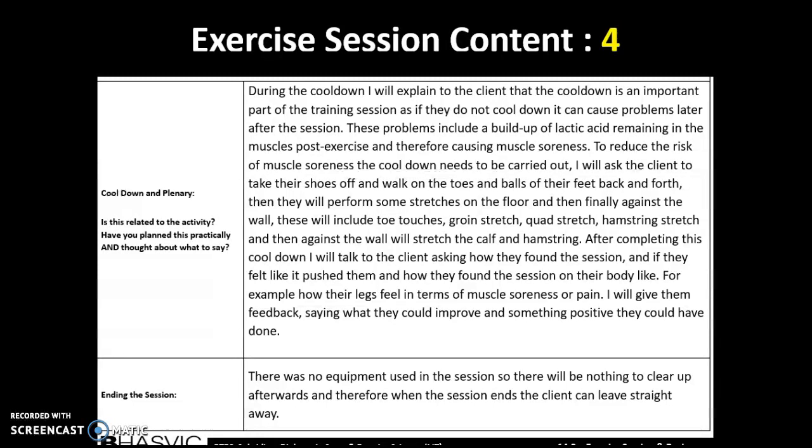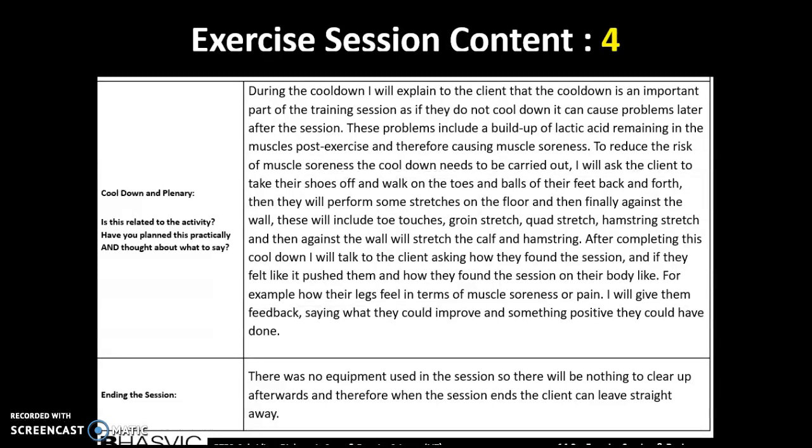I will ask the client to take their shoes off and walk on the toes and balls of their feet back and forth, and then I will perform some stretches on the floor and then finally against the wall. These will include toe touches, groin stretch, quad stretch, hamstring stretch, and then against the wall, we'll stretch the calf and hamstring. After completing this cool down, I'll talk to the client, asking how they found the session and if they felt like it pushed them, and how they found the session on their body. For example, how their legs feel in terms of muscle soreness or pain. I'll give them feedback saying what they can improve and something positive that they have done.